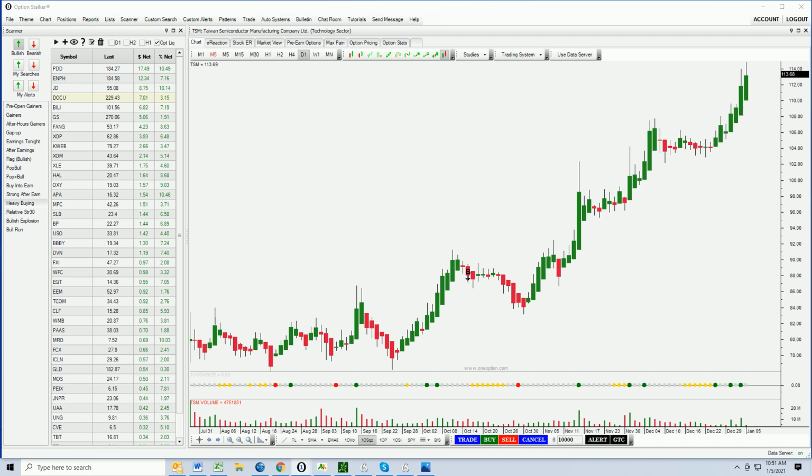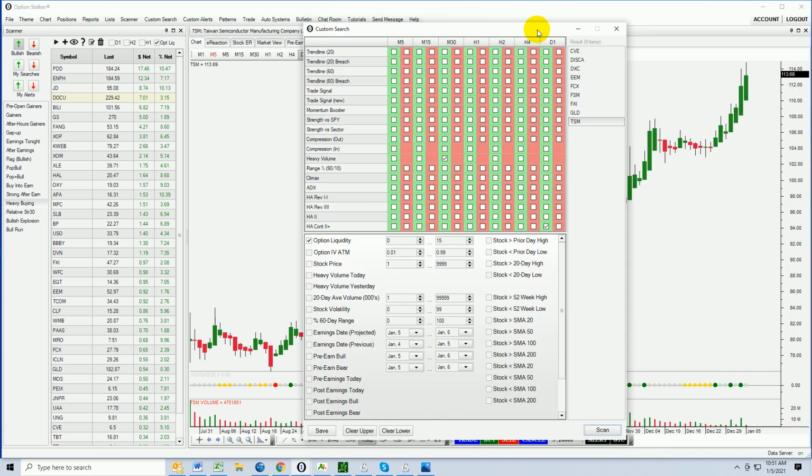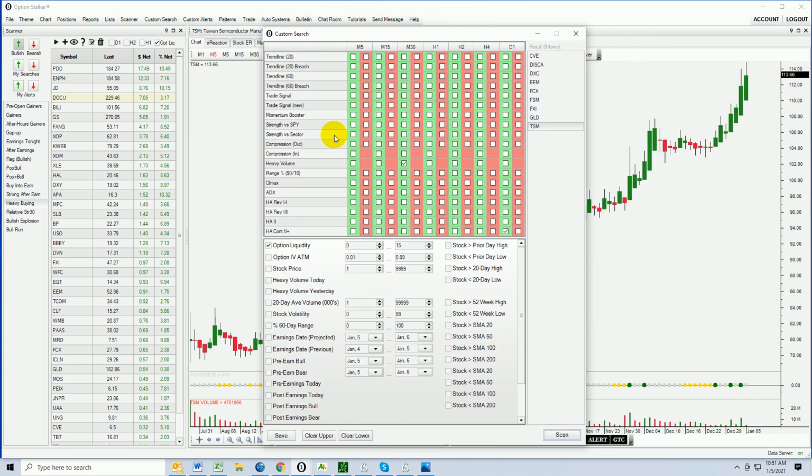So we can also go in and let's do that. Let's do it on a compression basis. We've got compression out, bullish. That means it was in a compression and now it's not in a compression. That means that compression has been resolved to the upside. Hey, looky there. Got a lot of the same results because they've all been breaking out to the upside.